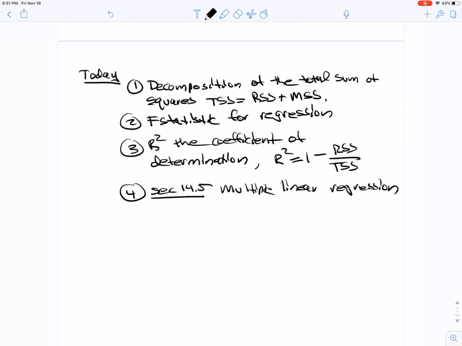Today we're going to finish linear regression. We're going to talk about the decomposition of the total sum of squares. The total sum of squares is the residual sum of squares plus the model sum of squares. This should remind you of ANOVA. We're going to talk about the F statistic for regression. We're going to talk about R squared, the coefficient of determination, which is a generalization of the correlation coefficient squared. And we're going to talk about multiple linear regression, which will build on all that we've done.